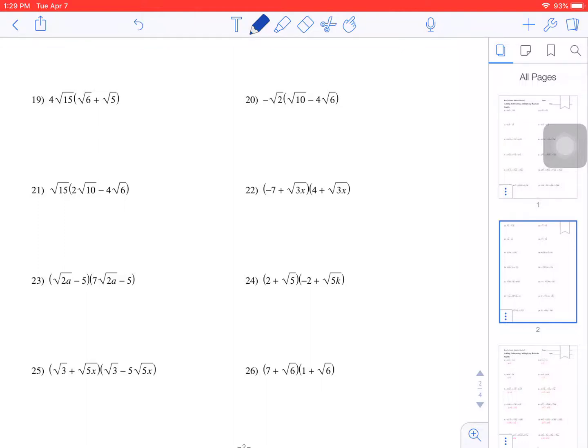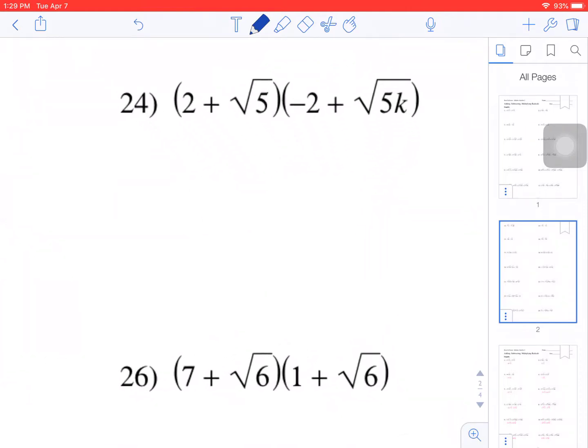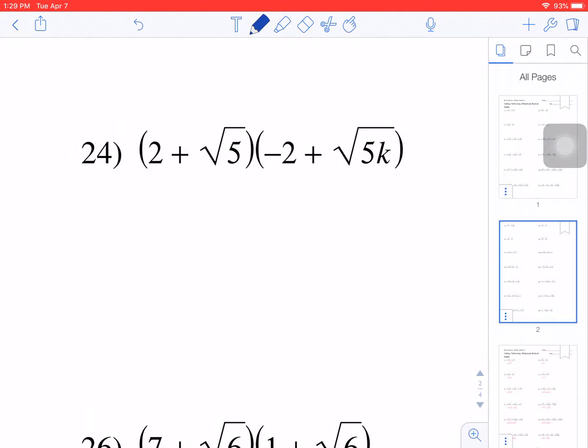For both of these problems, you're just going to FOIL. FOIL, again, stands for first, outers, inners, last. So I'm going to go ahead and just set up my F, my O, my I, and my L for each of these problems. So if I FOIL number 24, I have to take the product of my firsts.